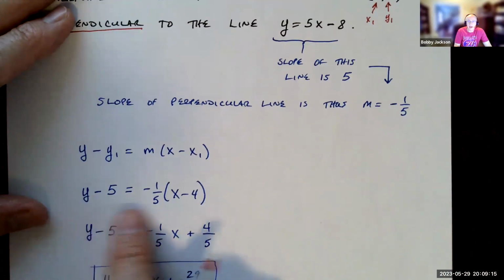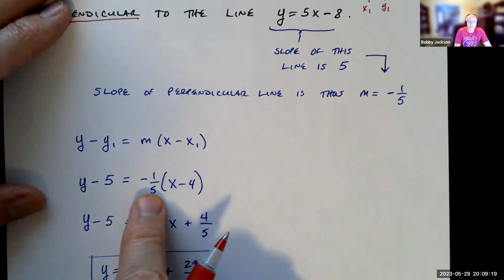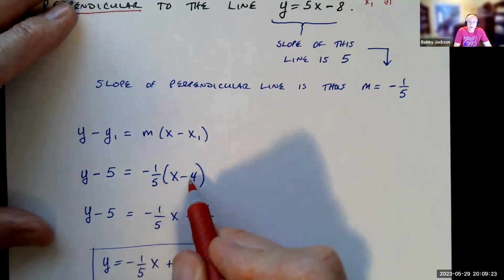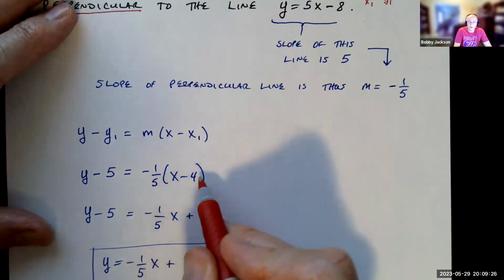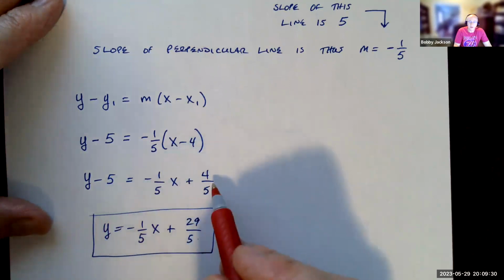And now you want to just go ahead and solve this for y. I'm going to distribute the -1/5 through. I get -1/5 x. Negative times negative is positive. 1/5 times 4 is 4/5. And now I'm going to add 5 to both sides.